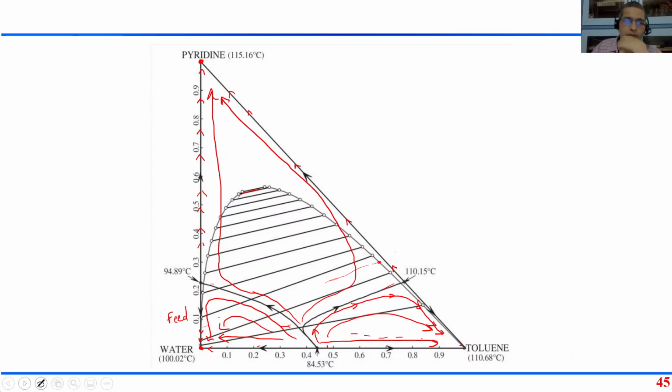You realize? So there is a distillation boundary here. Let me draw this properly. There is a distillation boundary here. There is another distillation boundary here. Actually these are curved, so these actual boundaries are curved. If you were drawing an approximate residue curve map, you would not have predicted the curvature; you would have predicted the boundary like this. But that's okay, that's fine for now.